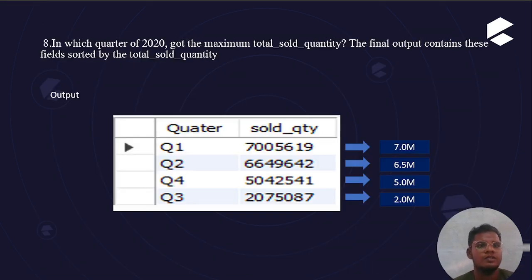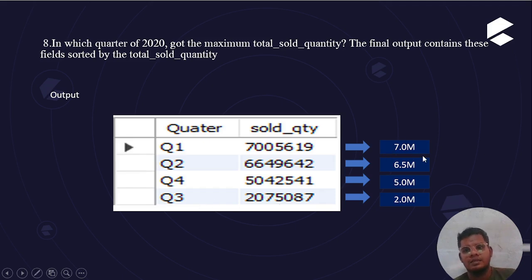And then here, in which quarter of 2020 did we get the maximum sold quantity? The final output is this quarter. In 2020, the fiscal year has four quarters: 1, 2, 3. In the first quarter it's around 7 million, the second quarter 6.5, the fourth quarter is 5, and the third quarter is 2.